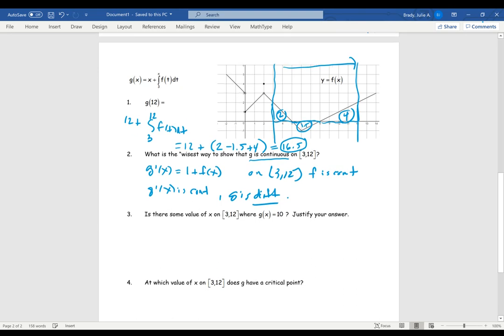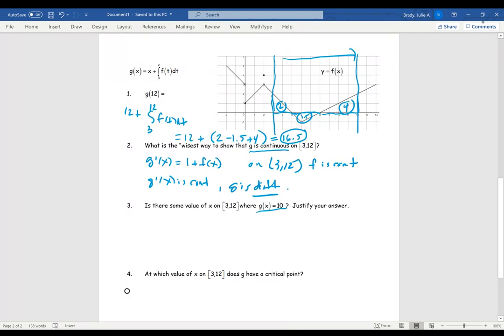Okay, you're like, oh, we want an output to be 10. You're like, this is the IVT. So what do we need? We need to say g is continuous on [3, 12]. We already proved why. Okay. Then we check the endpoints. g of 3 is 3 plus the integral from 3 to 3 of f of t dt. You're like, oh, the bounds match, so this is 3.